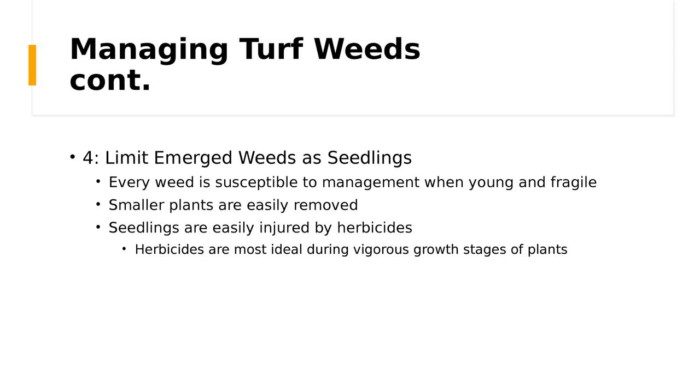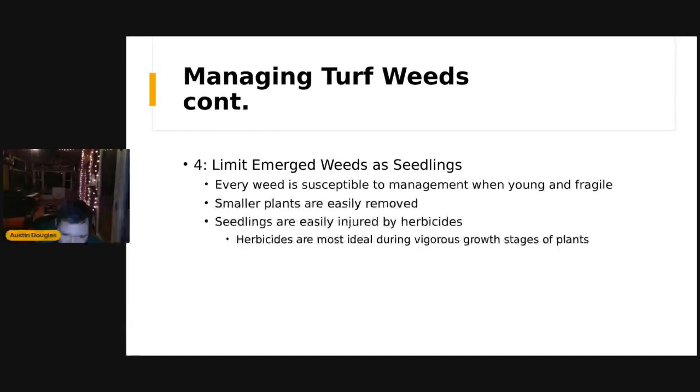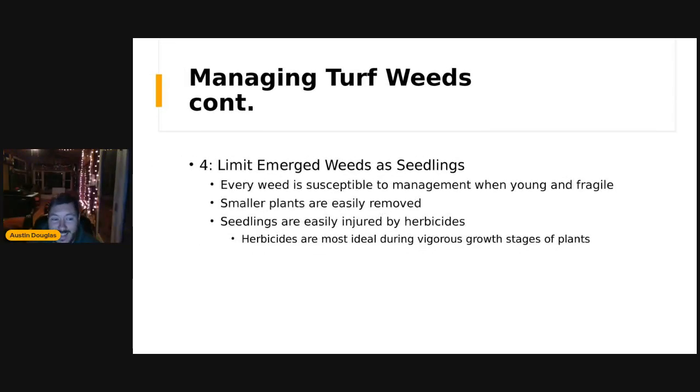Every single weed out there is susceptible to management when it's young and fragile, right? Smaller plants are very easily removed by hand, and seedlings can easily be injured by herbicides. Herbicides are most ideal during vigorous growth stages. And so herbicides are not necessarily the best thing to deal with seedlings. It really depends. It depends if they have enough leaf surface for enough herbicide to get on them to kill them down to the root. If they don't, it's not going to have the right effect.